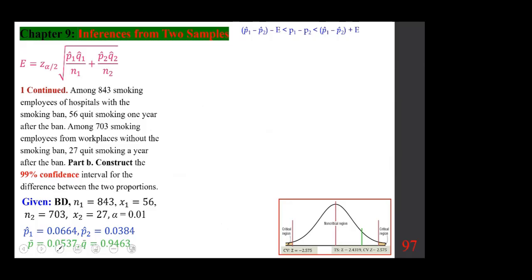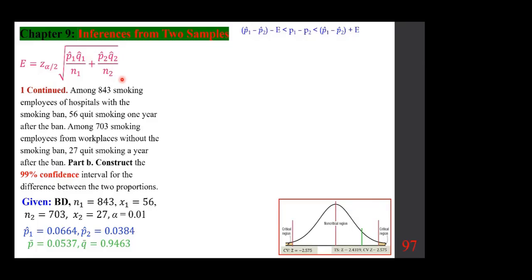The formula is very straightforward. P1 hat minus P2 hat plus minus E. So all you have to do, calculate the E and subtract it from this difference and also add to that. So here's the formula. E is Z alpha over 2 times the square root of P1 hat Q1 hat over N1 plus P2 hat Q2 hat over N2.